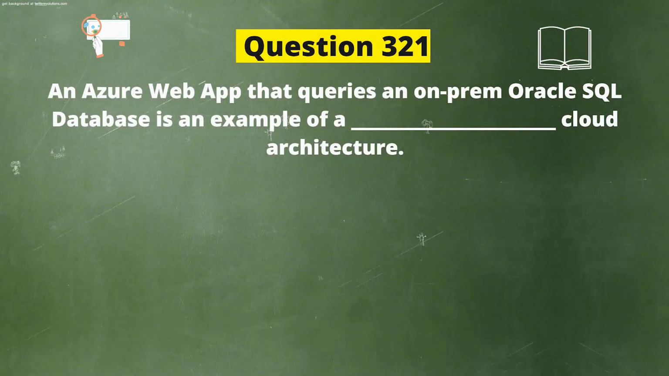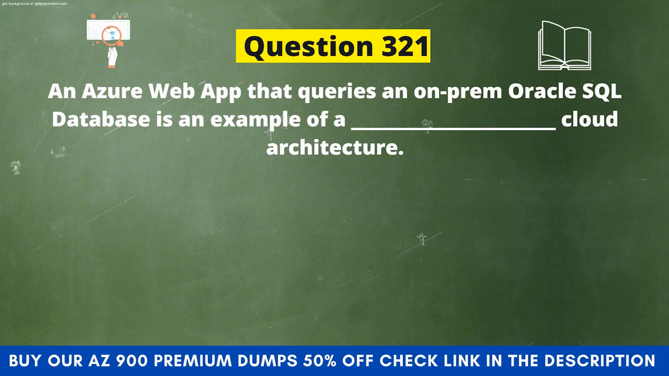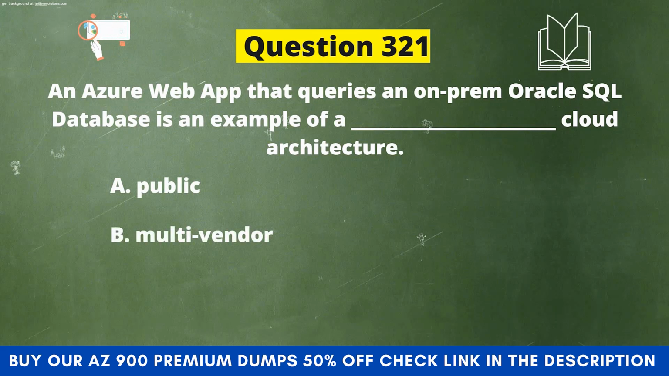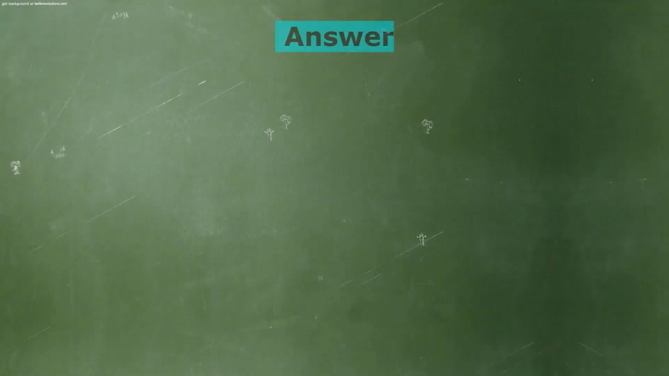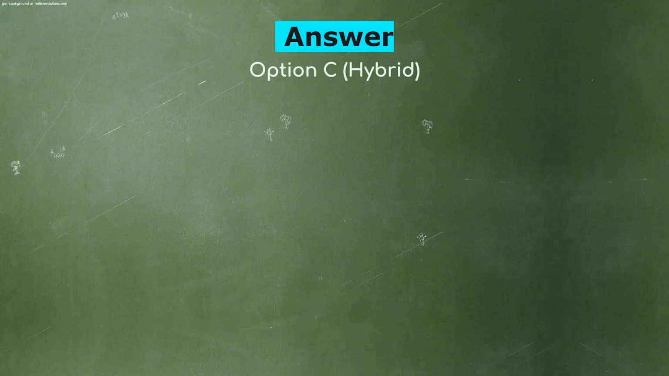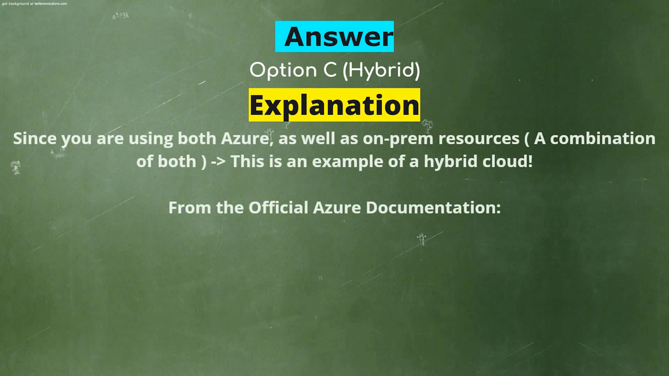Next question. An Azure web app that queries an on-prem Oracle SQL database is an example of a dash cloud architecture. And the options are A. Public, B. Multi-vendor, C. Hybrid, D. Private. And the correct answer is, it's option C. Hybrid. Explanation. Since you are using both Azure as well as on-prem resources, a combination of both, this is an example of a hybrid cloud.